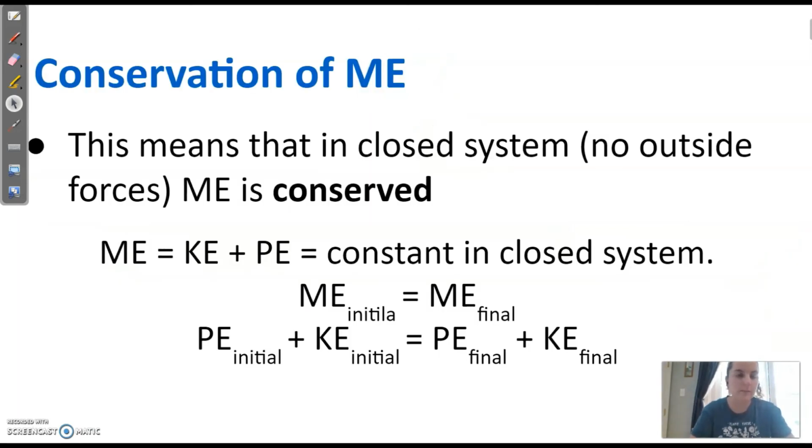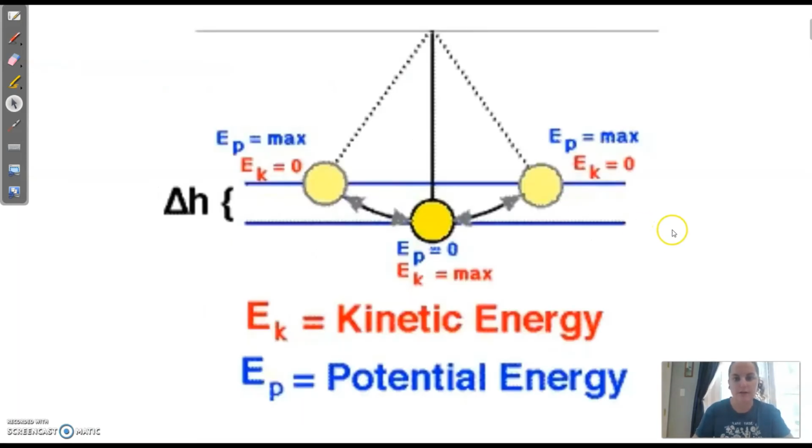And again, this stems from the idea of the conservation of energy. Energy cannot be created nor destroyed. And so what that means is that your mechanical energy initial is equal to your mechanical energy final. So the potential energy plus kinetic energy initial is equal to the potential energy plus kinetic energy final. So what that means is energy is conserved.